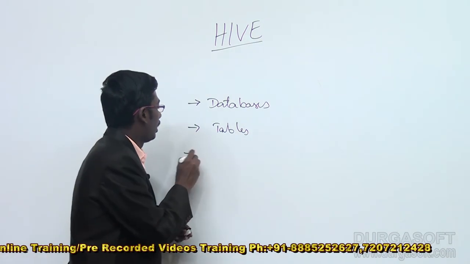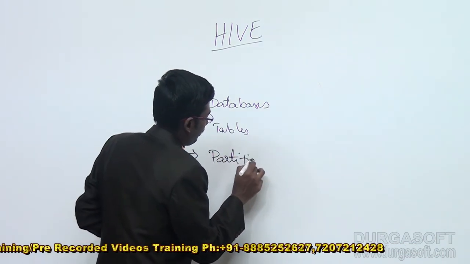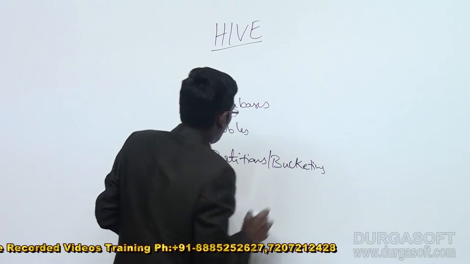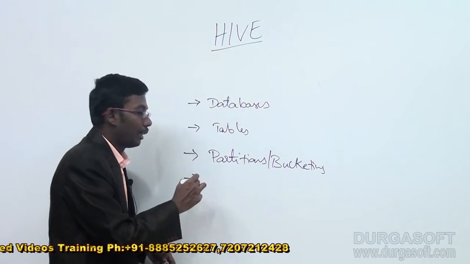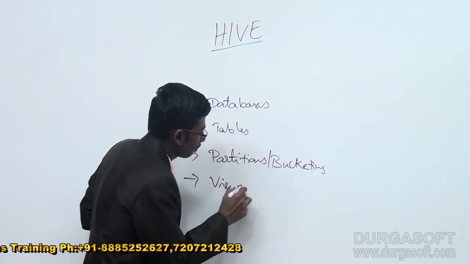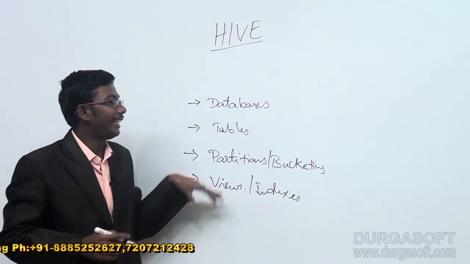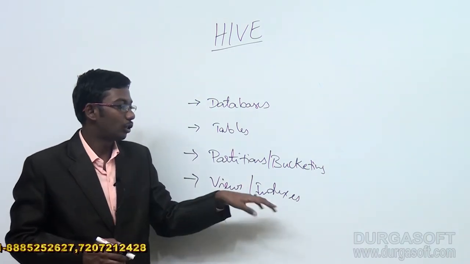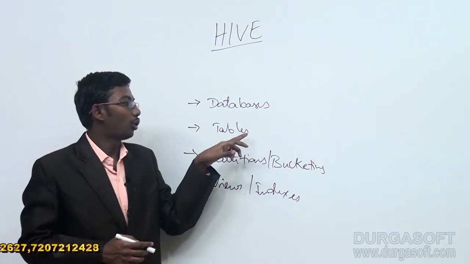After processing the tables, we also create some partitions, or we use the bucketing principle. We can apply these partition logics and bucketing principles on top of these tables as components of a major program. After processing these, we can also apply views and indexes to process and optimize the entire data for efficient processing. If you want, we can also create views and indexes to optimize the entire result sets, and you can store the entire information as part of the HQL requirements.